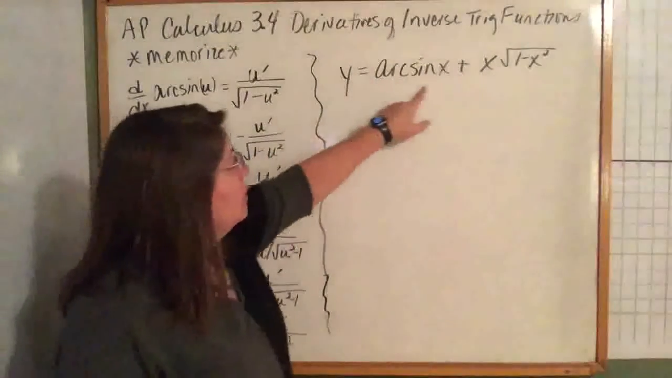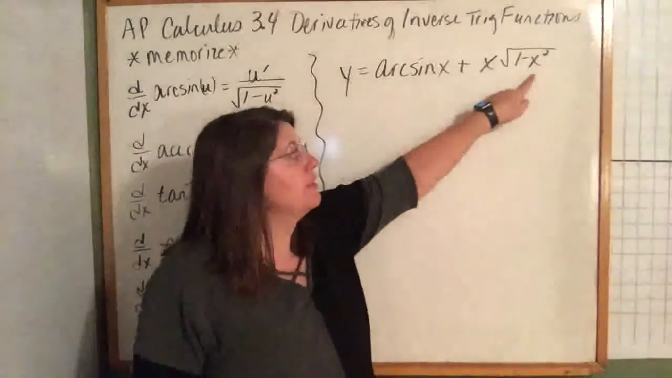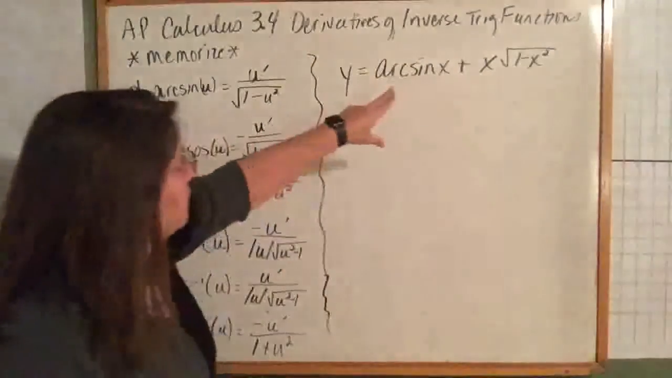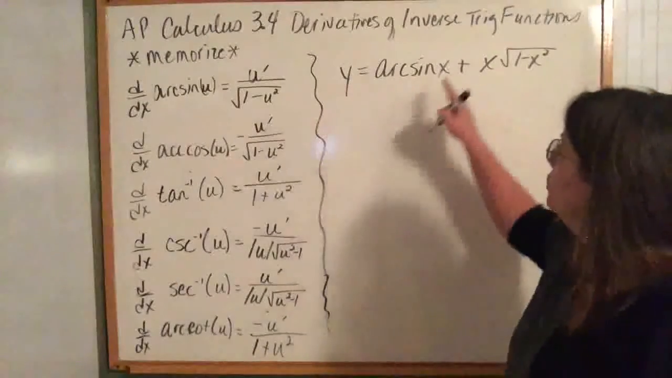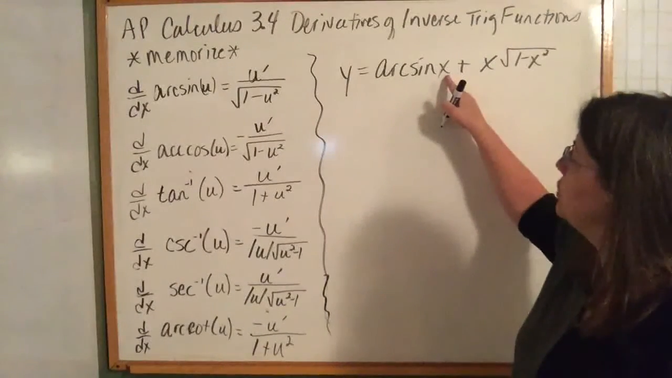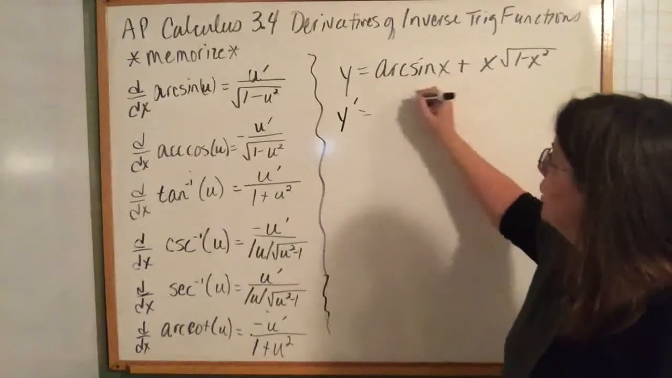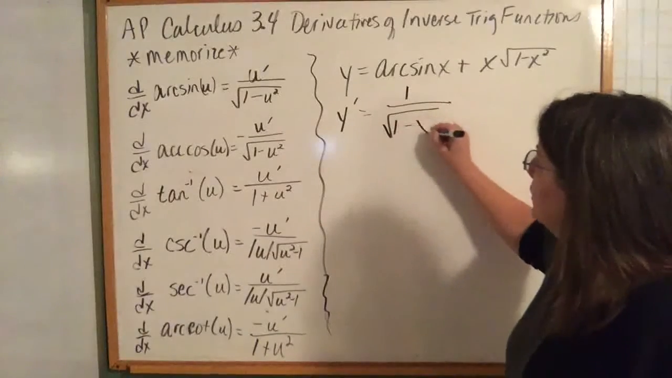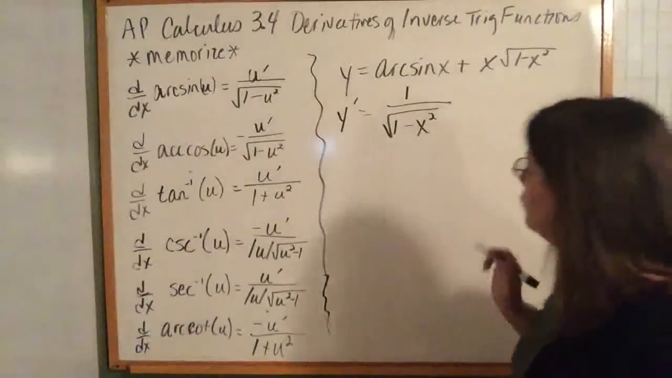So for this term, we're going to use the formulas over here. For this term, look at that, we've got the product rule. So you're going to use the product rule for that. So for the first term, arc sine, your u is x, so your du will be 1. So y prime is equal to u prime, which is 1, over the square root of 1 minus x squared, because u is your x. Here we have to use the product rule.